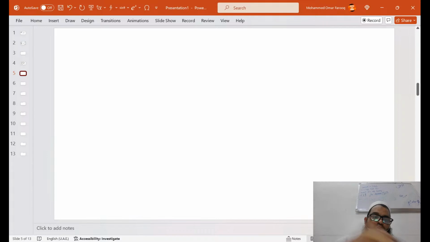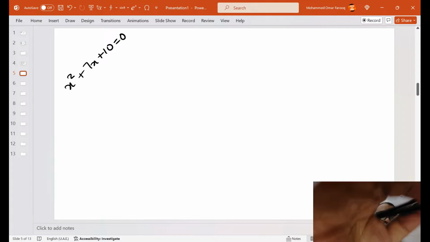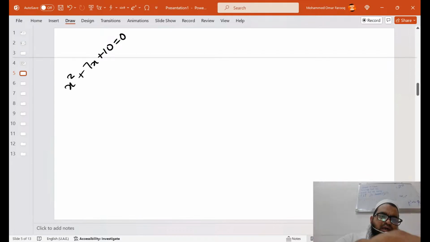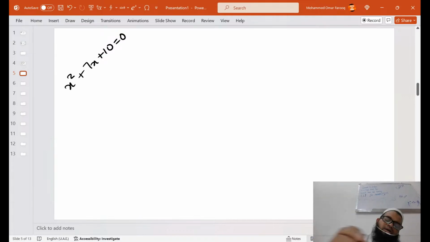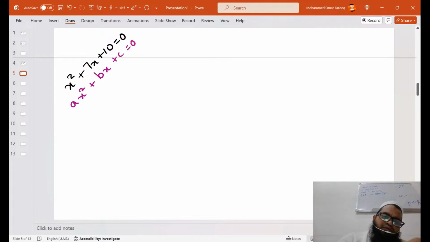Now let us do the same thing using the formula: x square plus 7x plus 10 equals 0. Whenever we have to solve it using the quadratic formula, let us compare it with the standard form ax square plus bx plus c is equal to 0. If he has not specified how to solve the problem, you can use any way. You can use even the formula.